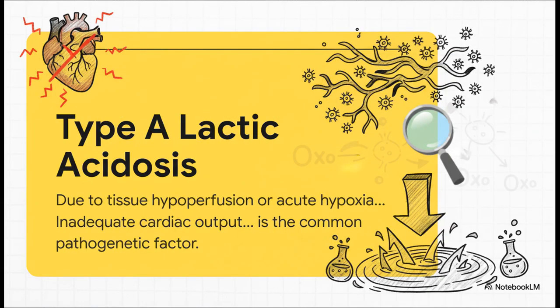So type A is all about a failure of oxygen delivery. In septic shock, the body's circulation just can't get enough oxygen to the tissues. To survive, the cells are forced to switch from their normal, efficient aerobic metabolism to a very inefficient anaerobic process. And the waste product of that process? A flood of lactic acid that just overwhelms the body's ability to cope.